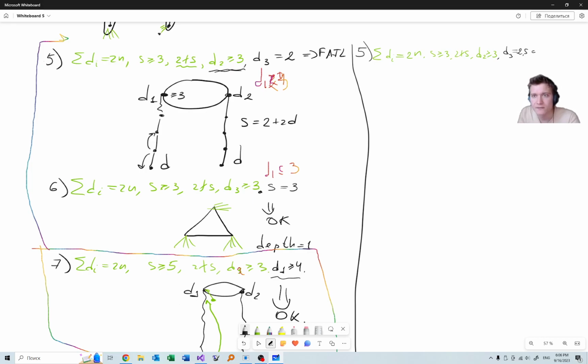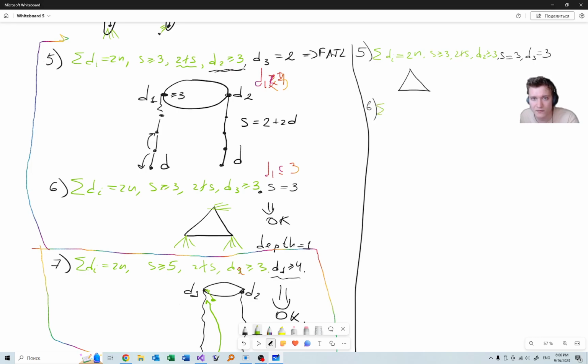No, I don't like it. I want to start with case 6 because this is the most obvious thing to do. So let's assume that S equals 3 and D3 equals 3. Okay, in this case I make this triangle. Now the sixth case is as follows.